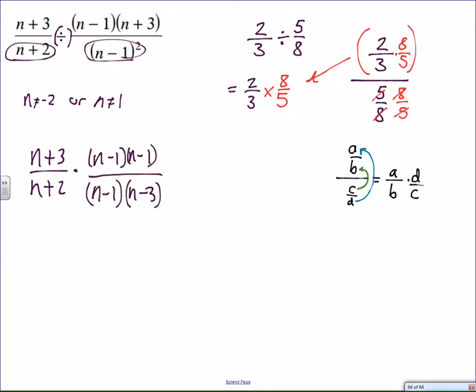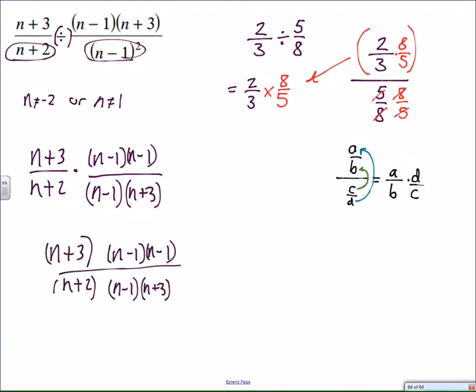So as you can see here, I took the reciprocal of the second fraction because n minus 1 squared is n minus 1 times n minus 1. And then n minus 1 times n plus 3 now became the denominator. And this is supposed to be plus 3. All right, so now I'm going to multiply the fractions together, divide out all common factors, and state my restrictions.